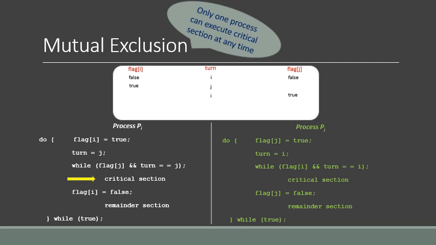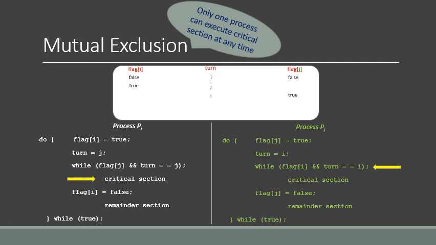Now it would execute the while statement and it will find the flag of i, which is true, and turn is equal to i, this is also true. Hence it will be stuck in this while loop because both conditions are true. This means process Pj must wait until the process Pi has completed executing its critical section.